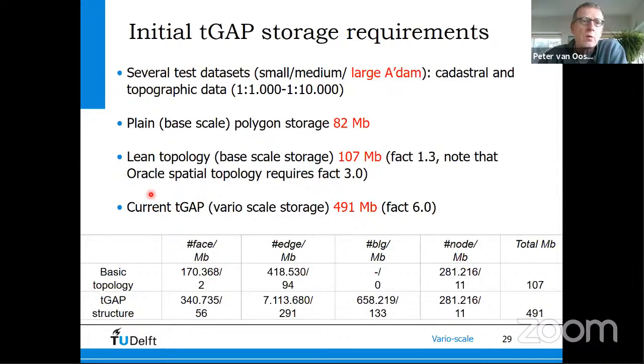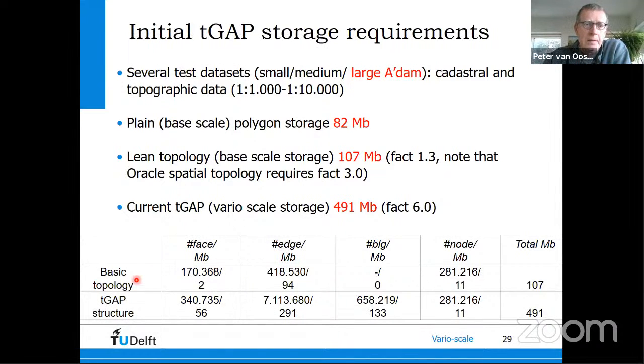The standard Oracle spatial topology uses a representation that ended up at about 240 megabytes, a factor 3. A simple implementation of the TGAP structure caused the storage to be 690 megabytes, which is a factor 6. And that was a bit disappointing. And it can be explained when we look at the numbers.